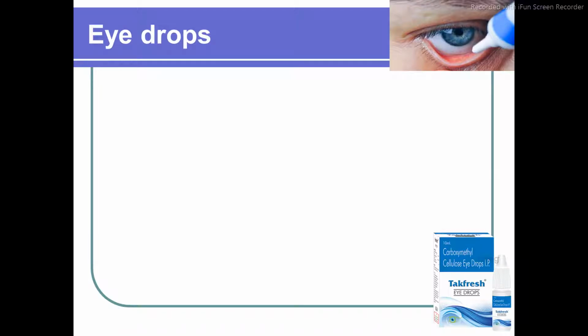What is meant by eye drop? As you can see in this image, the one person is installing eye drop into his eyes. So you can see the position where the person is installing this eye drop, that is called as conjunctiva.